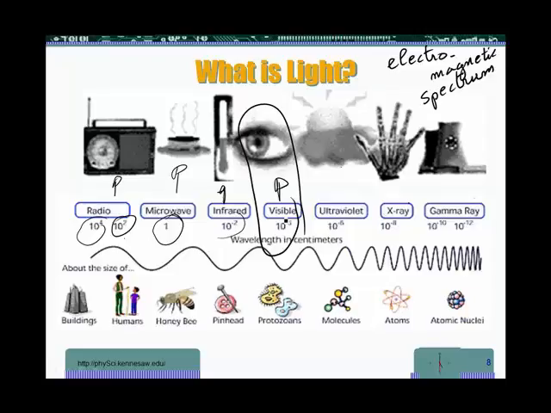Now, visible light, the wavelength is much smaller, 10 to the minus 5 centimeters. And so on. When we go all the way to gamma rays, it's 10 to the minus 12 centimeters. You notice it's quite a range of wavelengths. Now, we have here these images showing us what the size of these wavelengths compare to. We talk about the size of buildings all the way to the size of atomic nuclei.